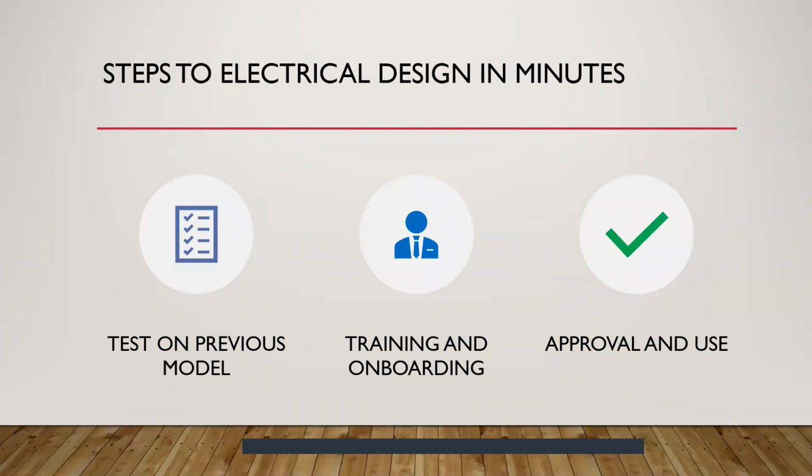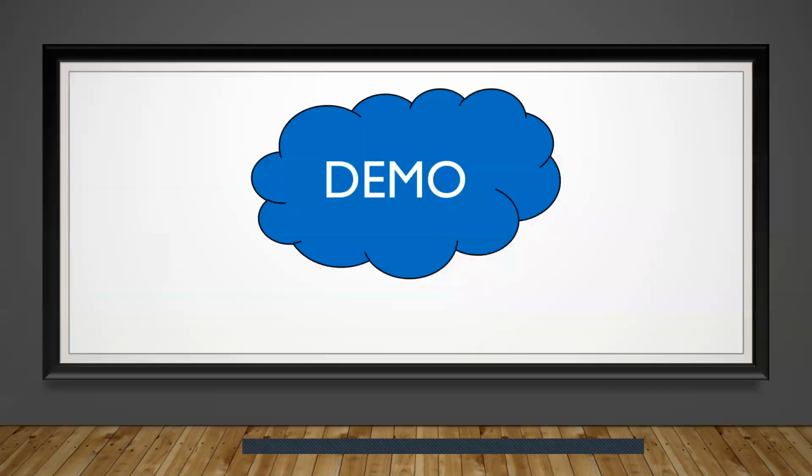There's just a few simple steps to getting electrical design in minutes, and that's downloading it, testing it on a previous model, doing some training and onboarding, and depending on where we are, that might be virtual or that might be on-site. We'll just see what the travel availability is at the time of scheduling. Then for you to approve and use it internally for you and your teams. Three easy steps to get electrical design in minutes, save you a lot of time and reduce the amount of stress that you have on your projects, which is really what we'd like to help reduce and help solve for you and your teams. Without further ado, we'll hop over to a demo.